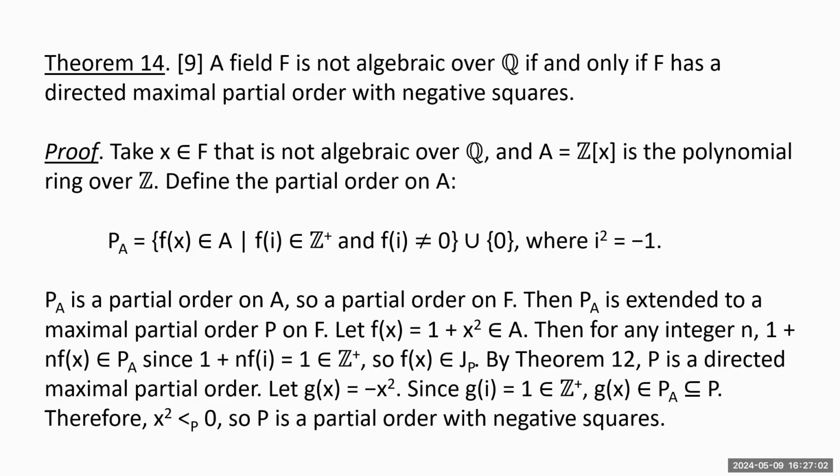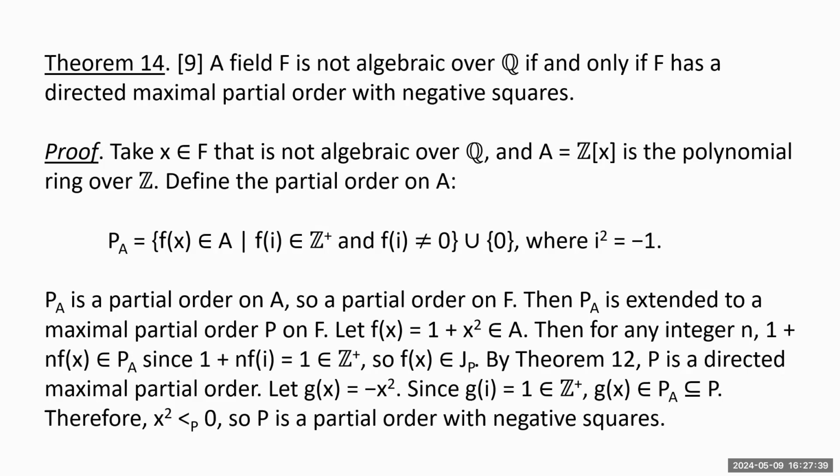Now we suppose F is not algebraic. Take one element in F, non-algebraic over Q. Then we take the polynomial ring over it, and we define a partial order on A. This way, we evaluate the polynomial at that element. If this result is not zero and also a positive integer, then we define this polynomial to be positive. Now this will be a partial order on A, and then P sub A is extended to a maximum partial order on F.